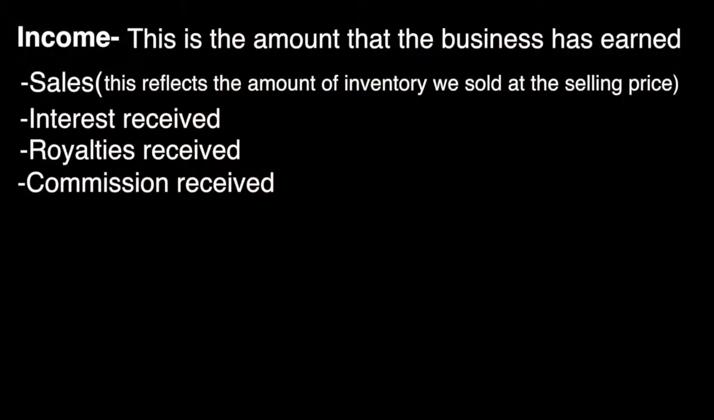The fourth category is what we would call income. Now income, this looks at all the money that we earn as a business, as an organization. So primarily it is made up of our sales. This is looking at the inventory that we've sold at the selling prices that we're selling it for. Other examples of some incomes are interest received on our bank accounts, if we receive commission, if we receive royalties. That is all reflecting and showing income that we are earning as an organization, as a business.